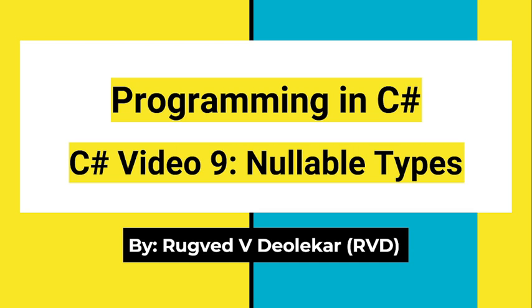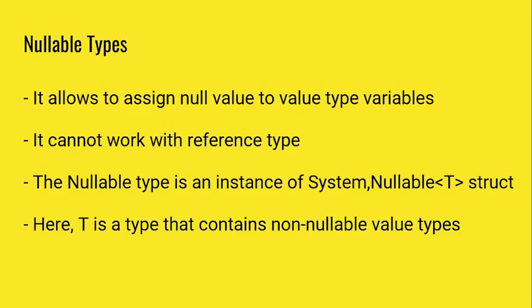We are in my playlist Programming in C Sharp. We are going ahead with the next video, that is video number 9, and it is for Nullable Types. Okay, so let us go ahead. Now what is Nullable Types?